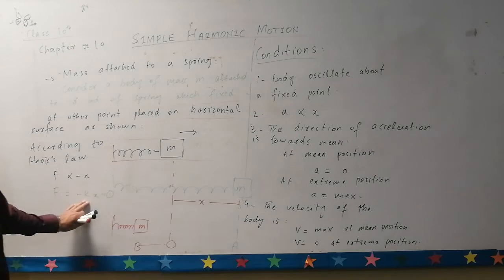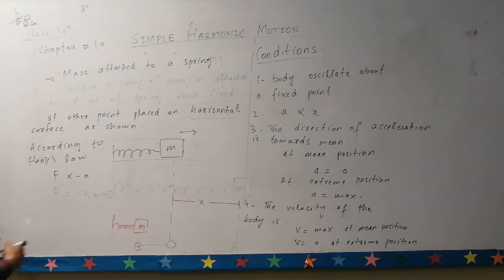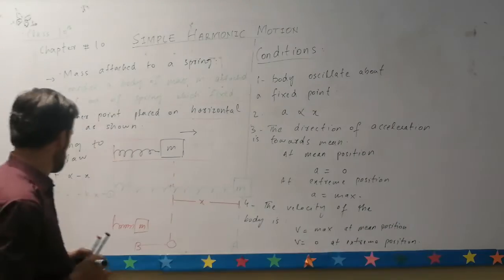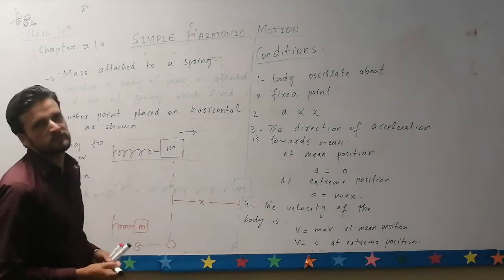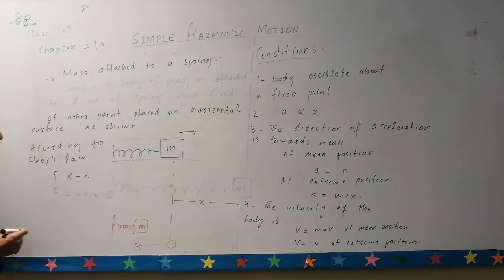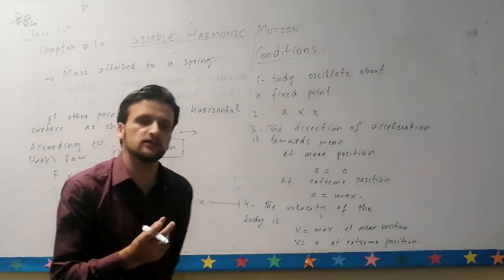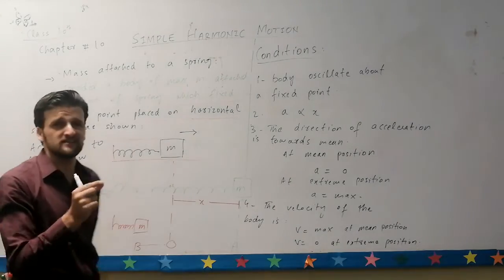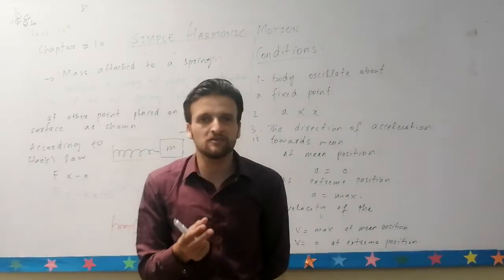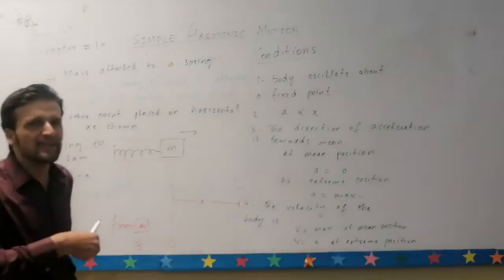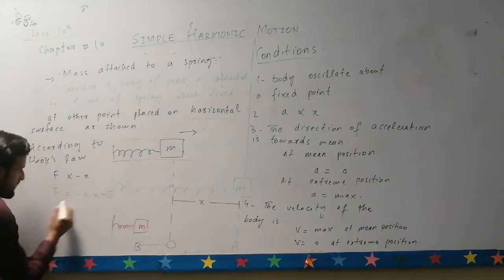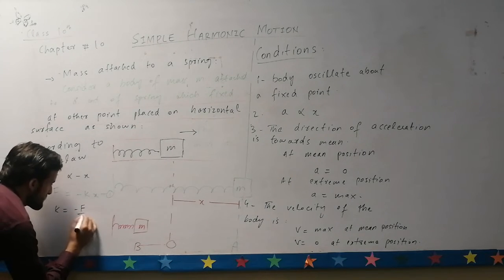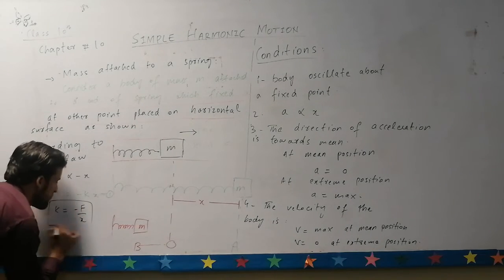From here we also calculate the value of spring constant K, which is the stiffness of the spring. Stiffness is actually the elasticity of the spring, and K depends upon the elasticity or stiffness of the spring. The value of K is large for a stiff spring and small for a soft or slinky type spring. Here we calculate K as minus F by x. This is the value for K.